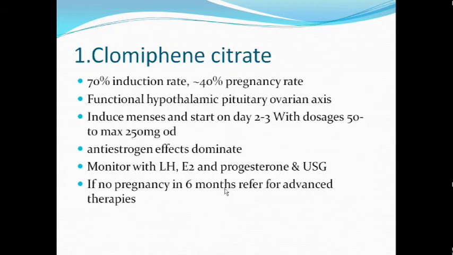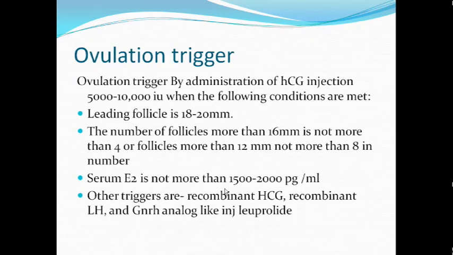With ovulation induction, you have to use some different drugs also. After ovulation induction, when you have done the folliculogenesis, you have to give drugs for ovulation. After folliculogenesis, you have to rupture the follicle so that it can release the oocyte. So some ovulation triggers are available, where you can use HCG injection 5,000 to 10,000 international units when the following conditions are met.